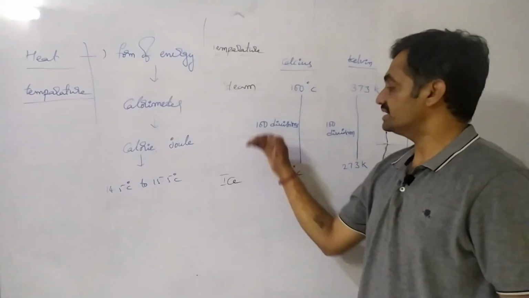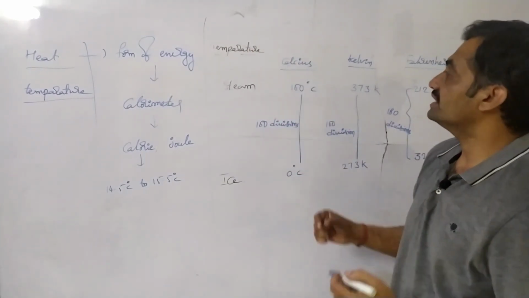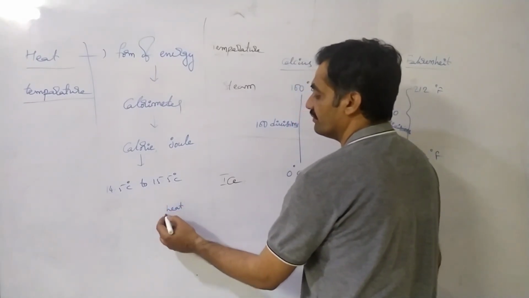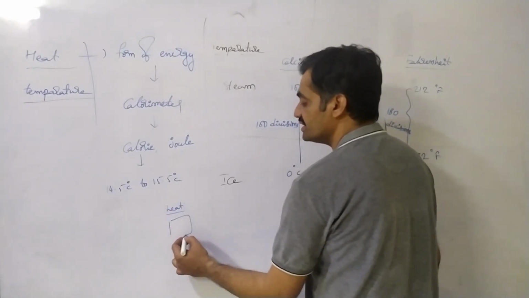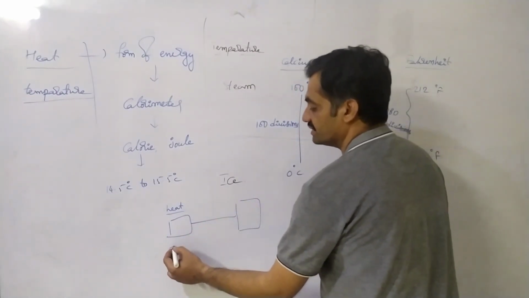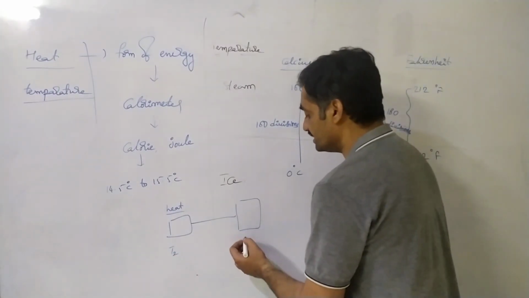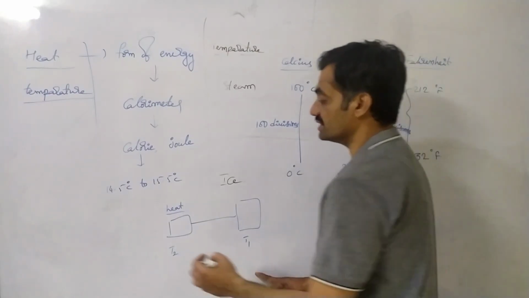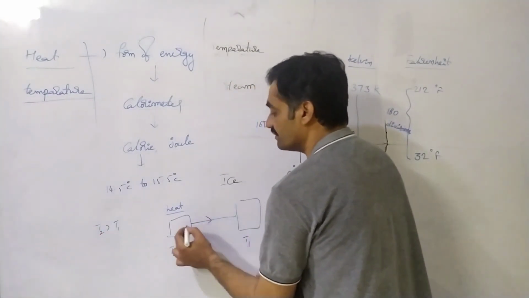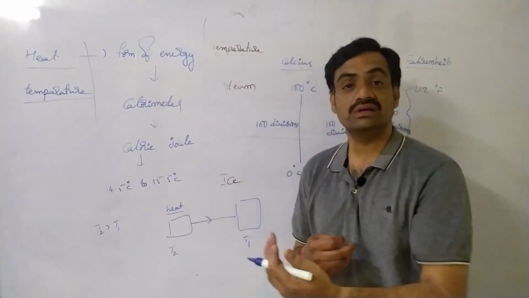So these are the common scales we use for representing temperature, and we know that heat is transferred from a high temperature body to a low temperature body. If the temperature of one body is T2 and the temperature of the other body is T1, and T2 is greater than T1, then heat is transferred from the first body to the second until they attain a common temperature.